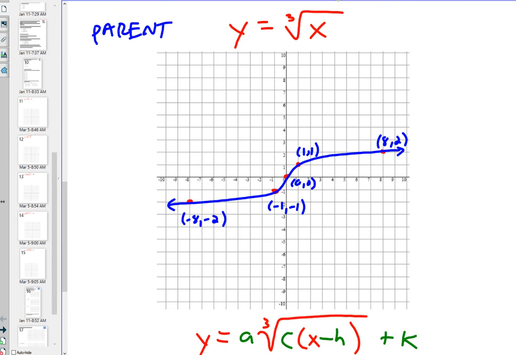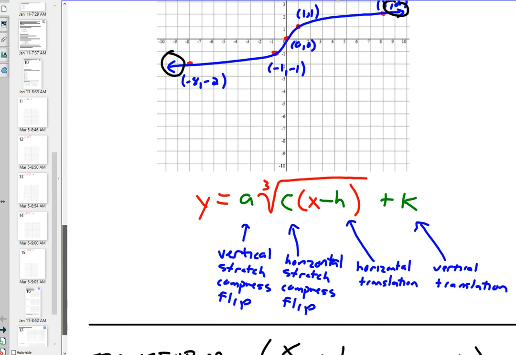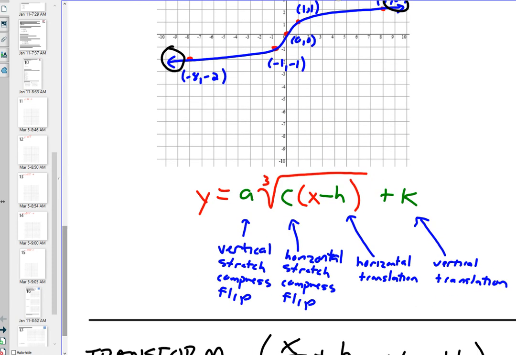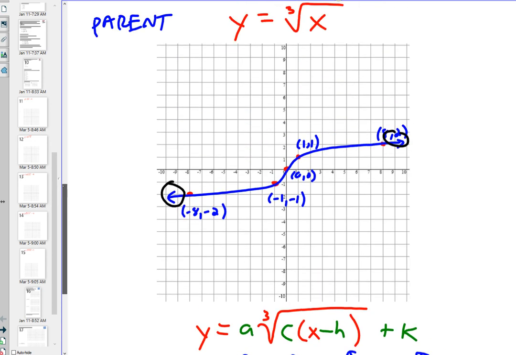Unlike square roots that have an even index, there is no restriction on the domain. There is no way to get an error if you hit the cube root button on your calculator. If you take the cube root of any real number, you're going to get a real number. And because of that, now we have two arrows. The transformations are going to be the same. A is going to do the same things. C is going to do the same things. H and K are going to do the same things, and they're going to be found in the same location. The only thing that changes is the starting shape.